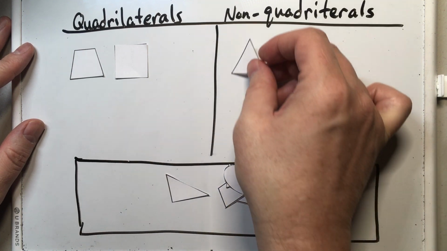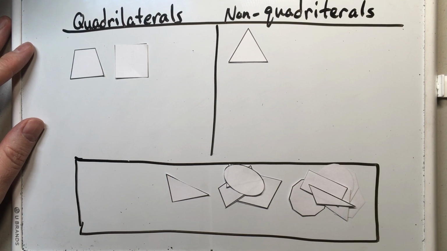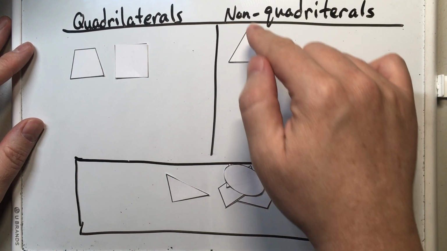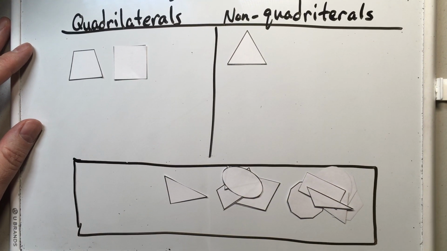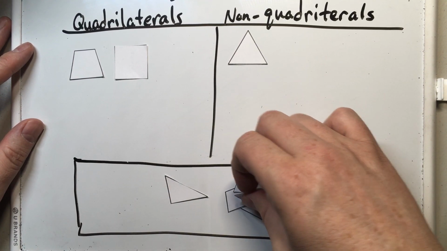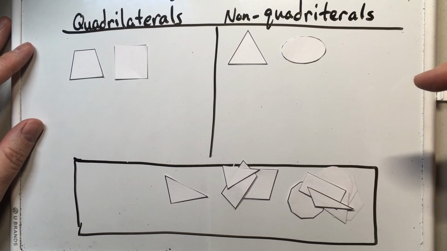Here's my equilateral triangle, or my regular triangle, and it has 3 equal sides, but it's not a quadrilateral because it doesn't have 4 sides. My ellipse isn't even a polygon, so it's certainly not a quadrilateral.